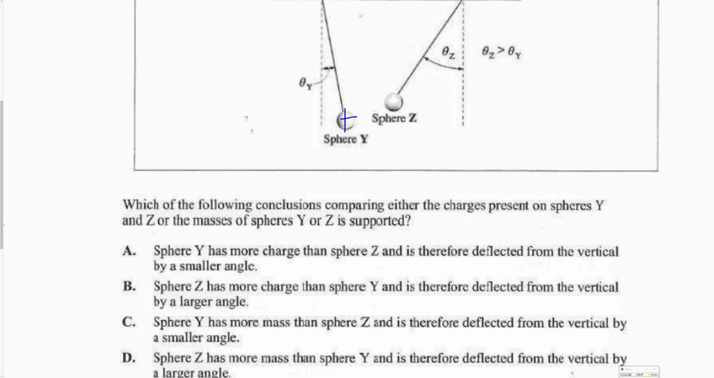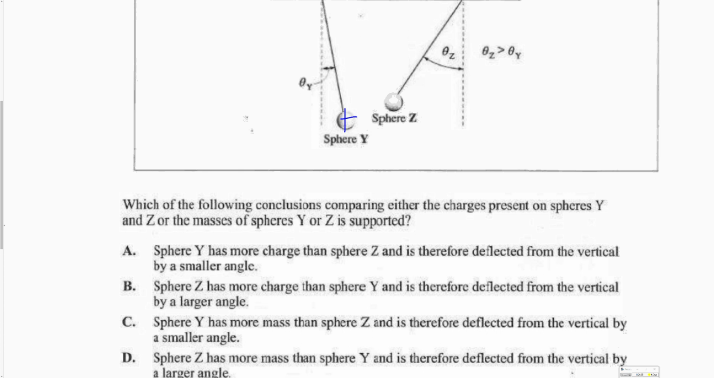The forces between the two. What do we know about the forces between the two? If the force that X applies on Y is equal and opposite to the force that Y applies on Z, the forces are equal and opposite, right? Well, then why would one of them deflect more? If the forces are the same, why would one deflect more? Mass, yes. Nothing to do with charge, right?